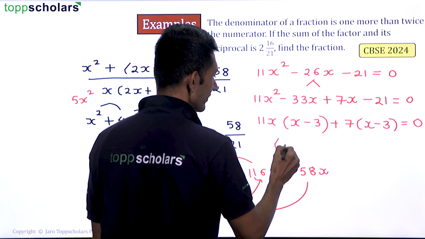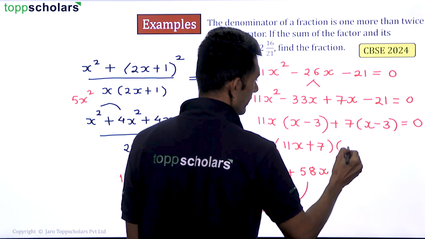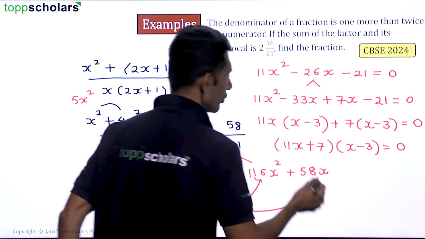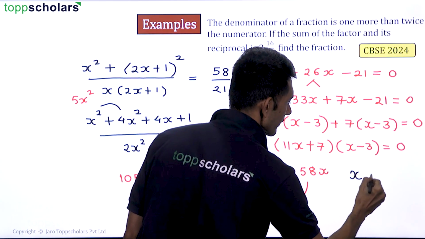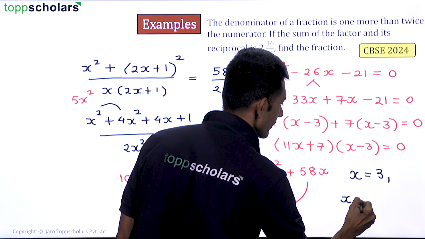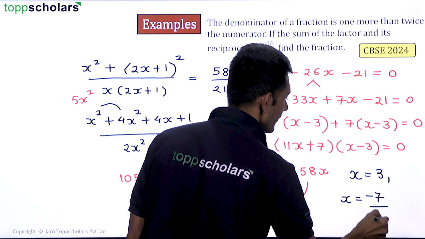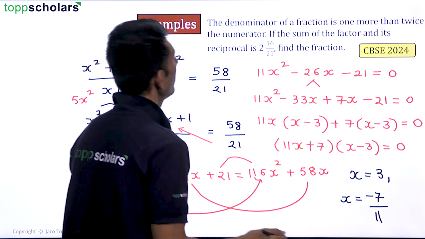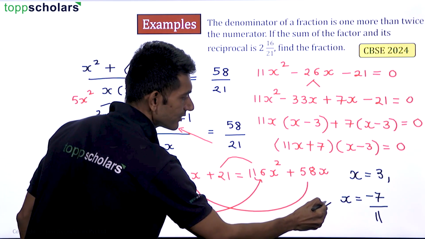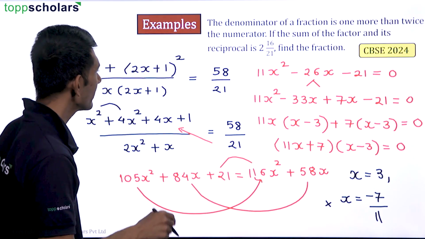So (11x + 7)(x − 3) is equal to 0. The value of x is 3 or the value of x is −7/11, right? But if you see this condition, definitely this condition is not satisfying. So what do we get? The only value of x that we get is 3.